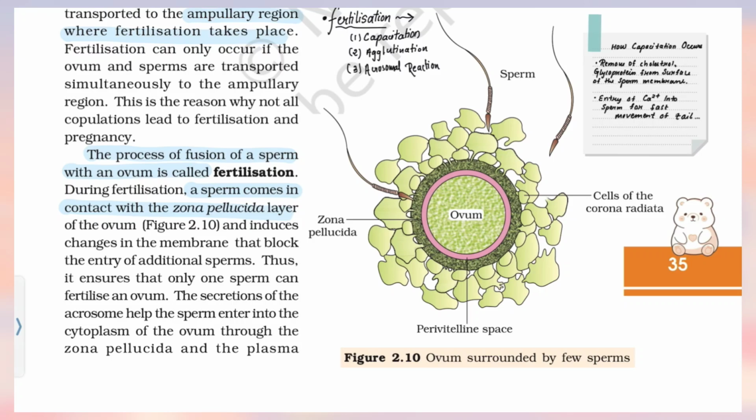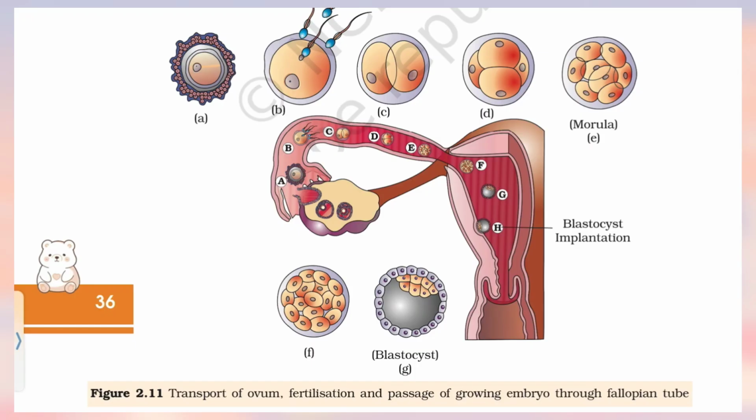Remember, only one sperm is allowed to fuse with the ovum. After sperm entry, the zona pellucida undergoes changes to prevent polyspermy. Once you understand this diagram, the entire fertilization process becomes very easy to understand. So the next diagram explains the transport of the ovum, fertilization, and passage of the growing embryo through the fallopian tube.